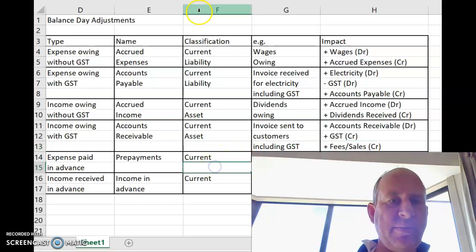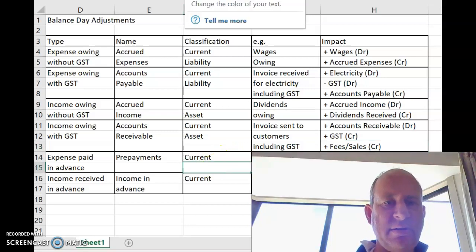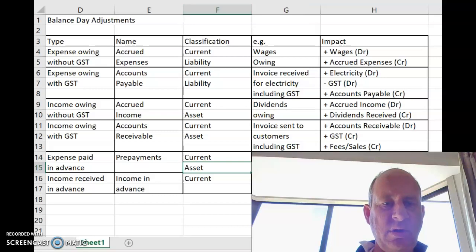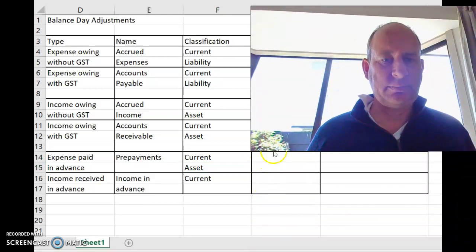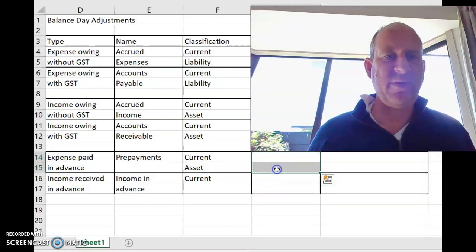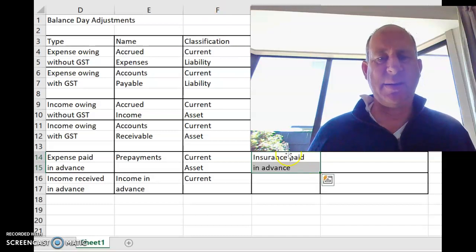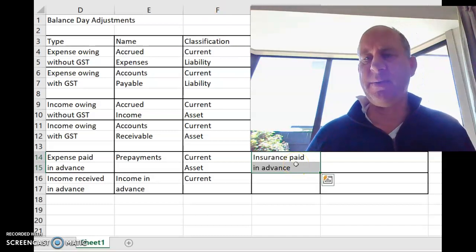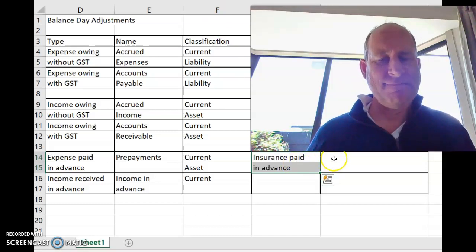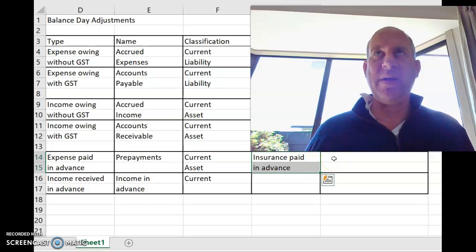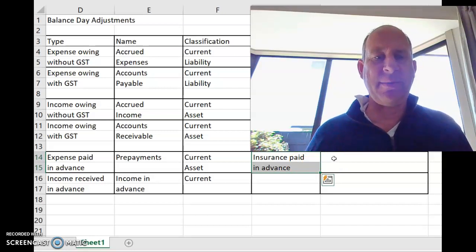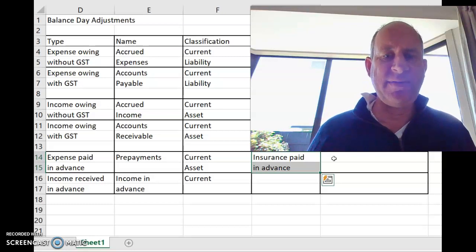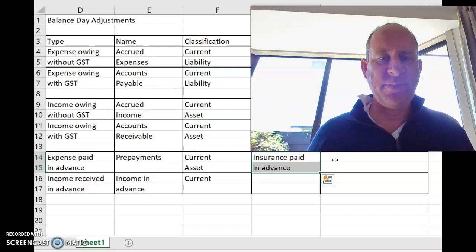Alright, next one, prepayments, is a current asset. An example for that, the best example normally is insurance, because we pay that at the beginning of the year and it goes right through. So what we have paid for but haven't used up is a current asset. And again, you might have to calculate that based on the amount of the year that we've been through.